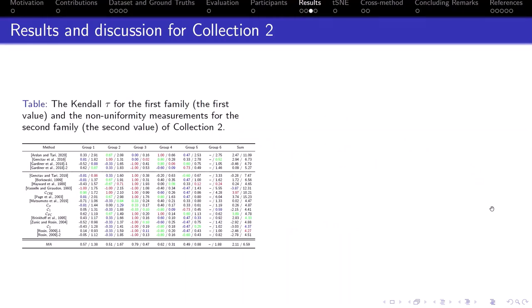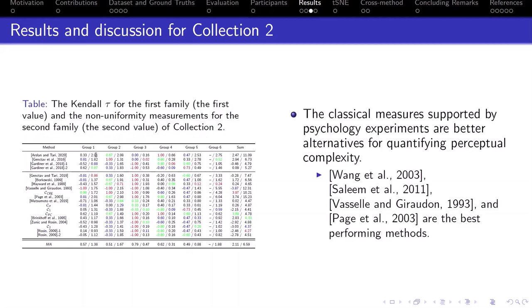So, results and discussion for collection 2. We have a similar table here, but here the second scores are of non-uniformity measurements, and the lower it is the better. The coloring indicates that as well. Again, our main takeaway from here is that the classical measures supported by psychology experiments are better alternatives for quantifying perceptual complexity. Wang et al.'s, Salim et al.'s, Wassel and Giraudon's, and Page et al.'s methods are the best performing methods here, which are all 2D.